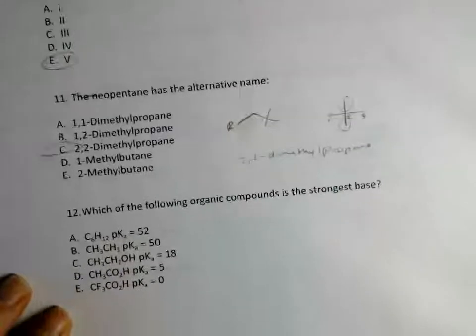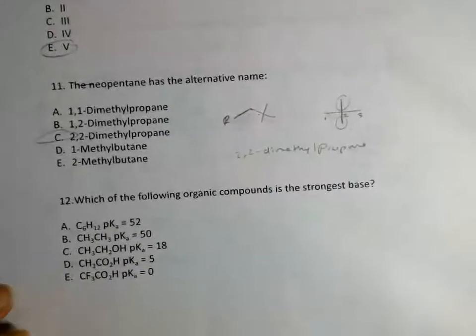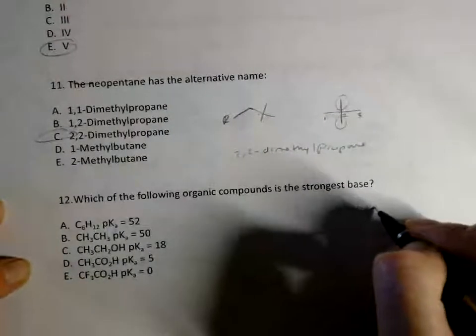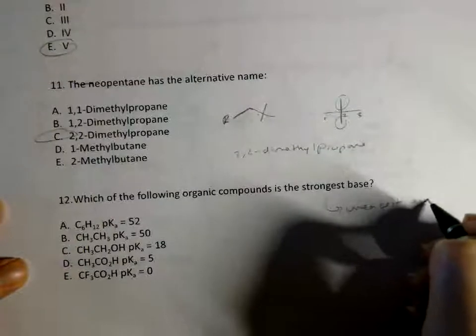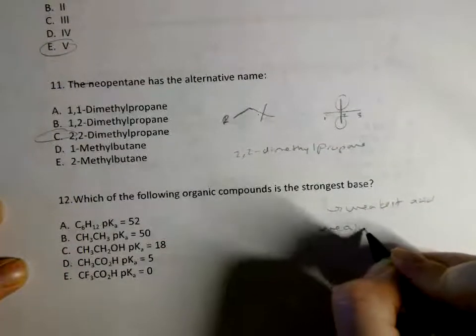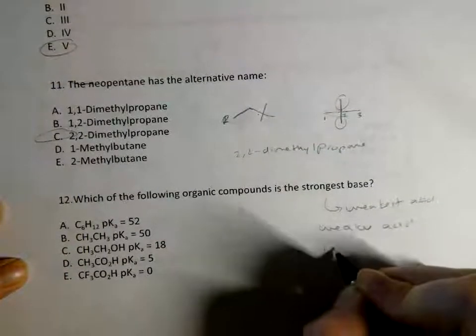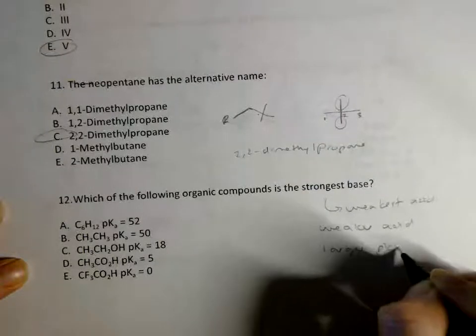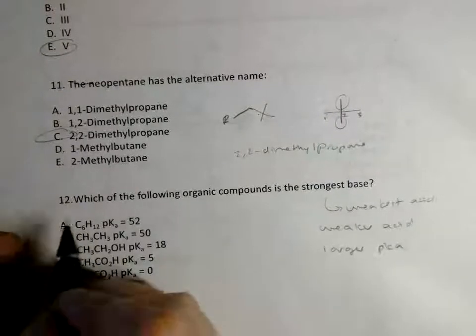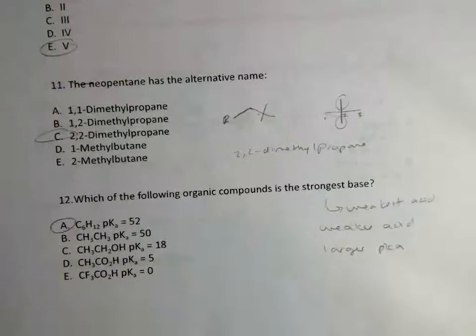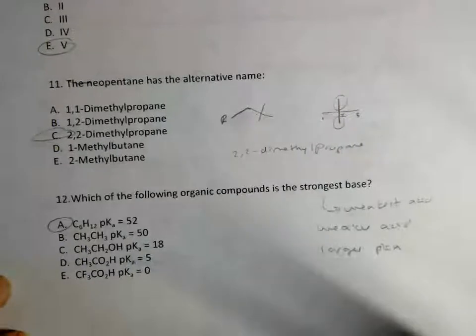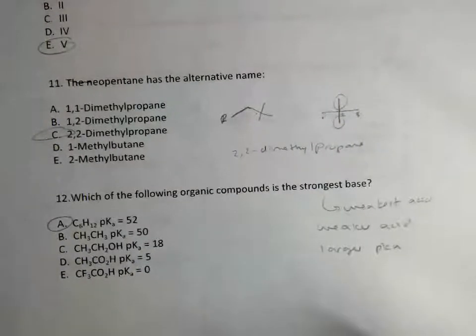Which of the following organic compounds has the strongest base? So the strongest base is the weakest acid. And the weaker acid has the larger pKa. So 52, that's your right answer. That's the strongest base. If it had the conjugate base, it would be the strongest base. Okay.